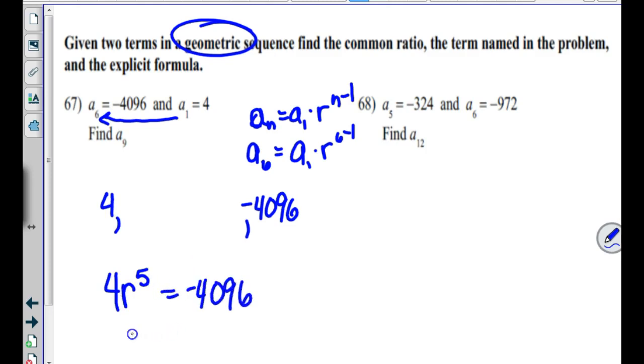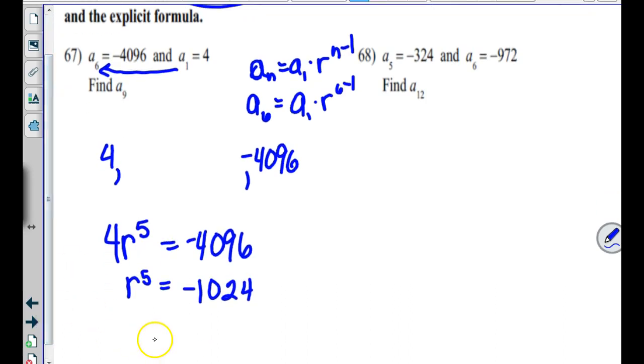Somebody divide that by 4 for me. And we get -1024. Did I do that right? And then we need the 5th root of that. I'm guessing -4, but I'm probably wrong. So you can do an odd power. Is it -4? So -1024 to the 1/5 is r, which is -4.